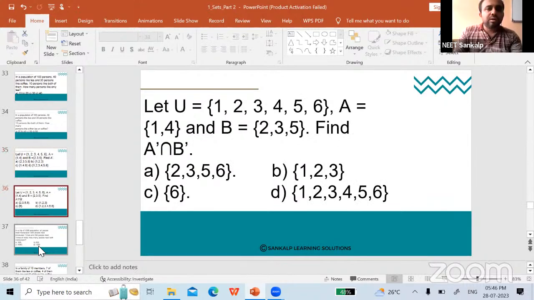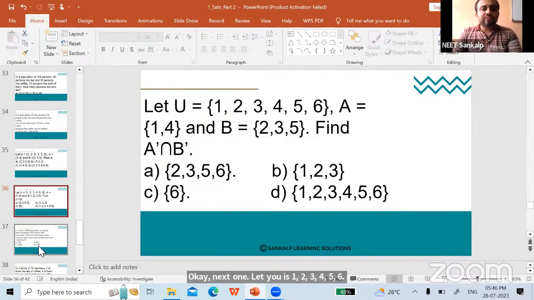Okay. Next one. Let U be 1, 2, 3, 4, 5, 6. A is 1, 4. B is 2, 3, 5, and find A complement intersection B complement. How to find this? A complement intersection B complement.